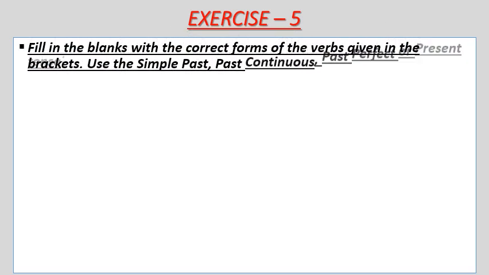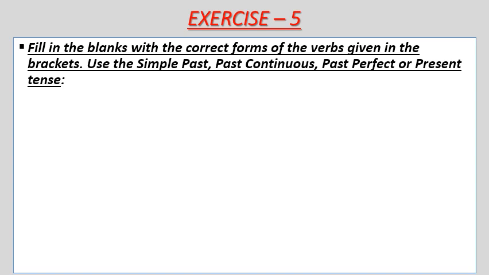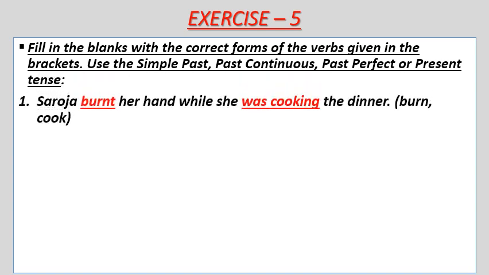Exercise number 5. Fill in the blanks with the correct forms of the verbs given in the brackets. Use the simple past, past continuous, past perfect or present tense. Number 1. Saroja burnt her hand while she was cooking the dinner. Answer is burnt and was cooking. It shows an action that was still going on at a particular moment in the past.